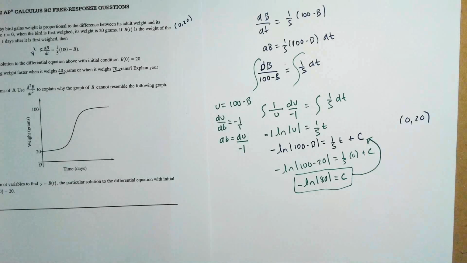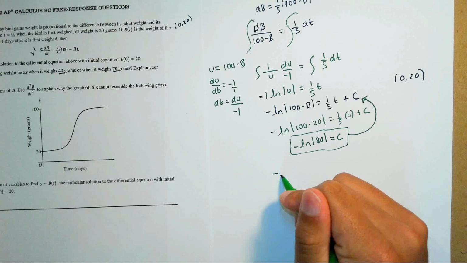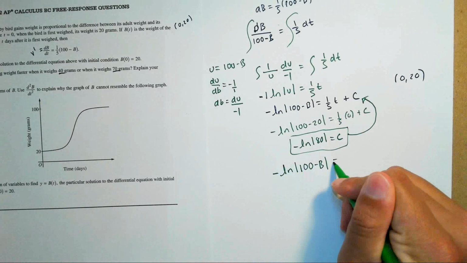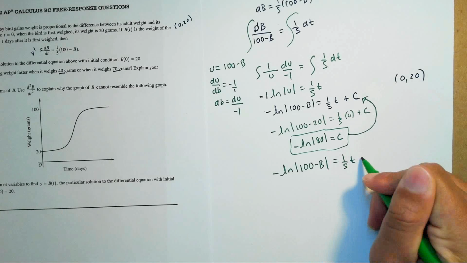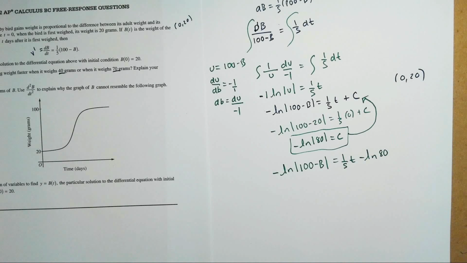So then your next step is rewriting it so it's negative ln absolute value of 100 minus b equals 1/5 t minus ln of 80. And if you're able to do that, you gain yourself 1 point. And all we're missing is one more point to complete this question. And this last point is always going to be solving for this b, solving for that variable.